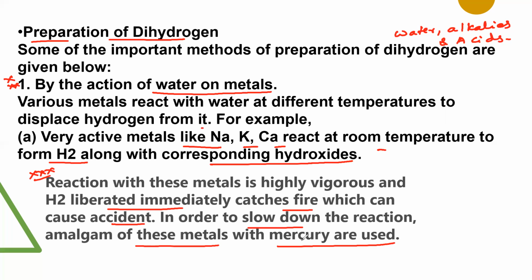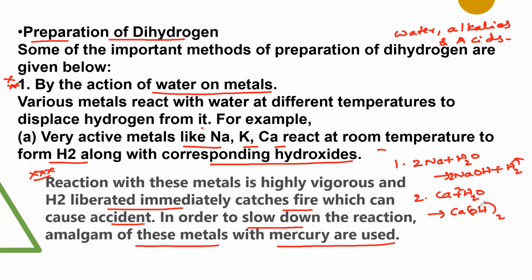Very important point, so I'll write the equations now. You can just see here: water at ordinary temperature. First reaction: sodium on reaction with water forms sodium hydroxide along with hydrogen gas. Second example I'm giving: calcium on reaction with water forms calcium hydroxide along with hydrogen gas. This is the second preparation: water at ordinary room temperature.